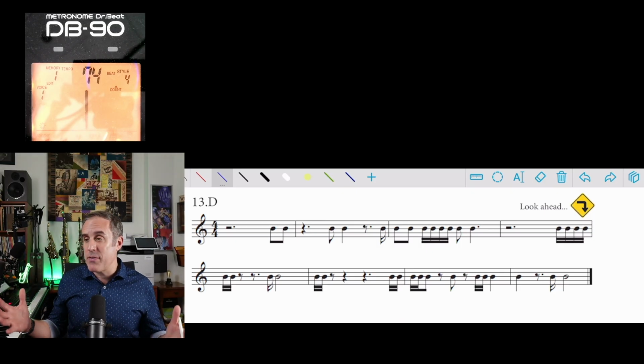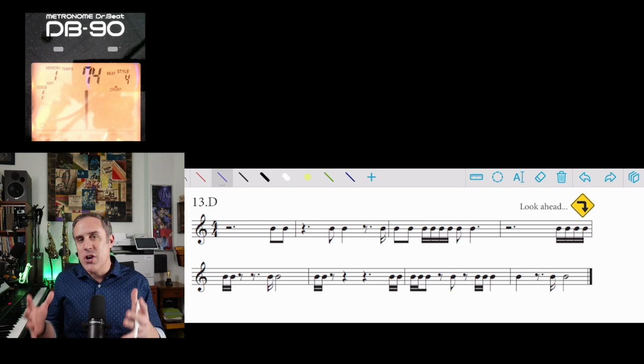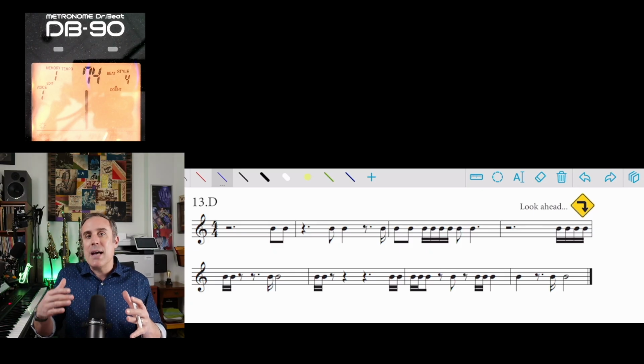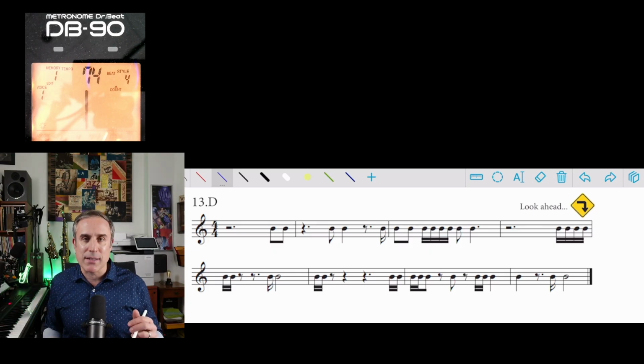Now, because of some of the challenges here, especially that dotted 8th rest to that flag 16th note, that is a brand new concept to be thinking about a beat as a pickup into whatever's coming next. We need to go check our rhythms against the MP3 for accuracy. So let's go find the MP3 for 13D right now.